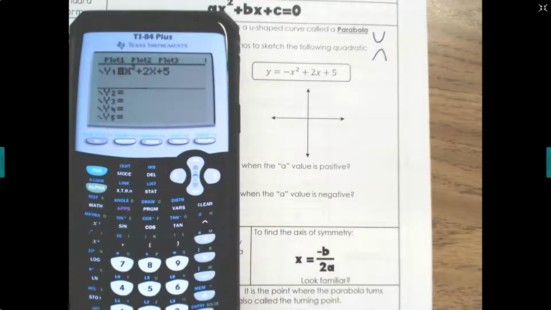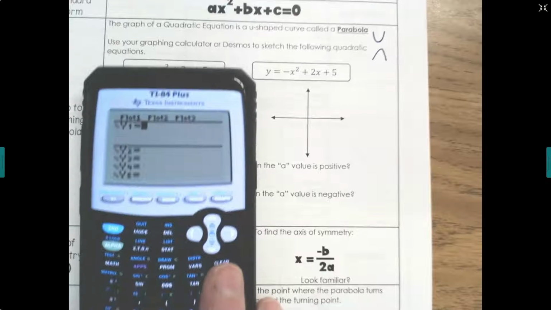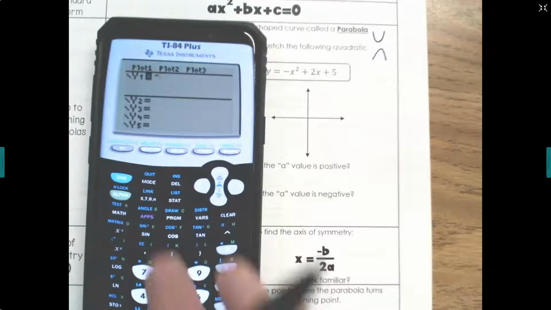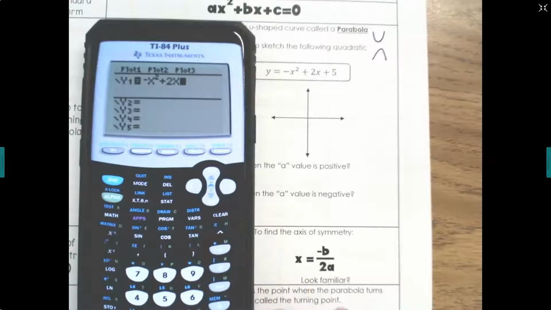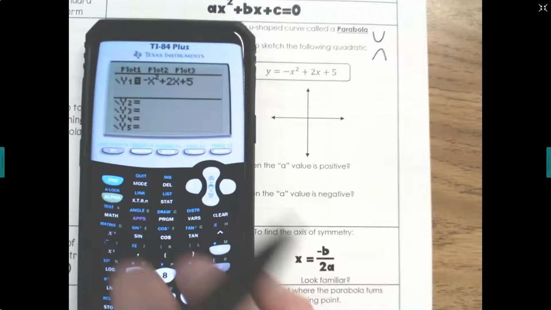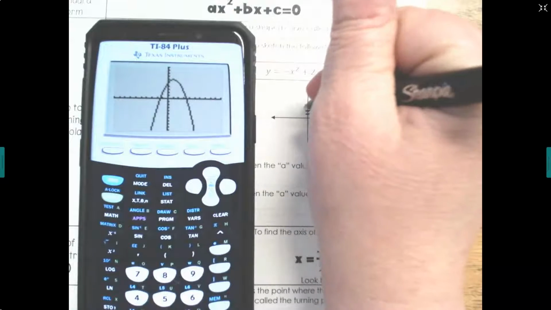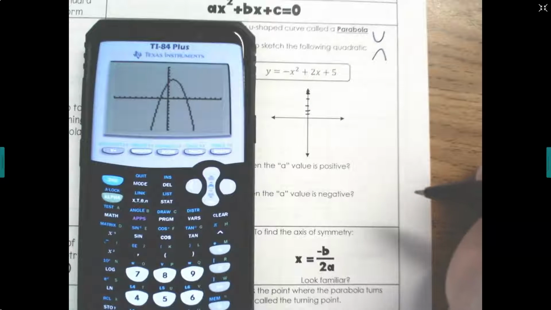So go back into y equals, erase what's there. Now if you notice, those two equations look an awful lot alike. What is different is this number in front. It's a negative one, so we say negative x squared plus 2x plus 5, and we're going to graph it again. And so it looks different. It still goes through at 5. 1, 2, 3, 4, 5. But it does go through the x-axis.